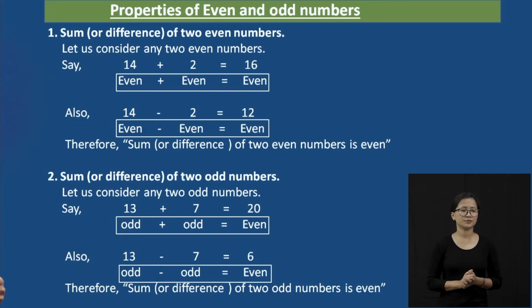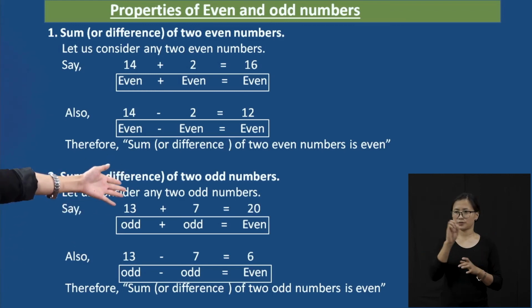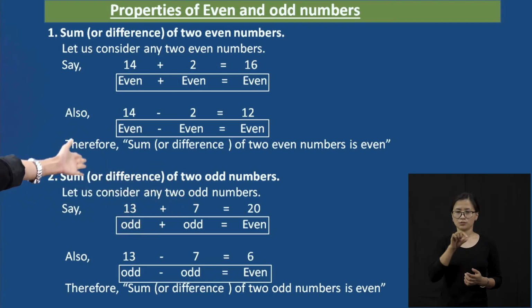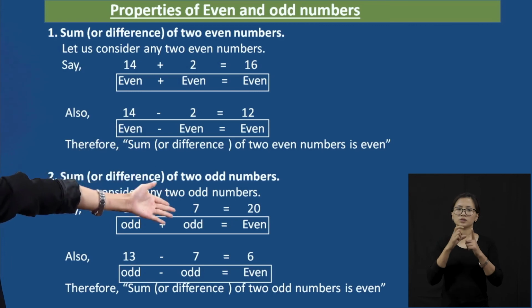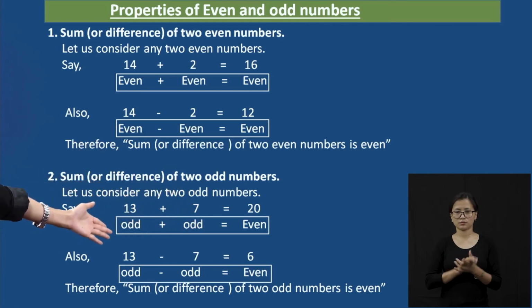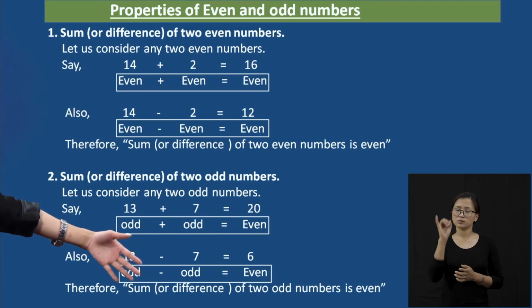Now, second, sum or differences of two odd numbers. Now, we will talk about odd numbers. Here again, I took 13 plus 7, but you can try it out with any number. So here, 13 plus 7, you got 20, which means odd plus odd is equal to even. Again, the differences: 13 minus 7, you got 6.